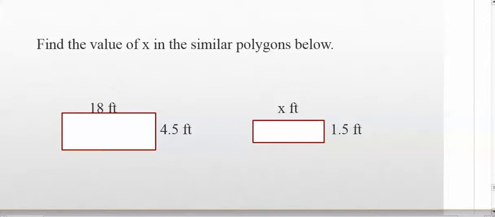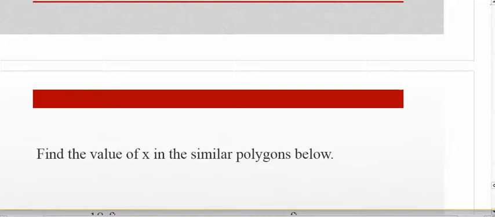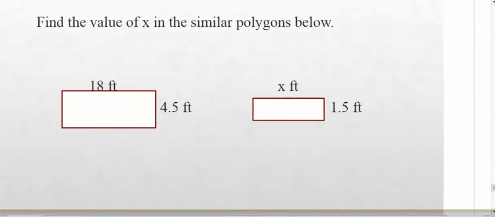So our next problem is, my mouse is messing up again. I'm not sure what's happening.